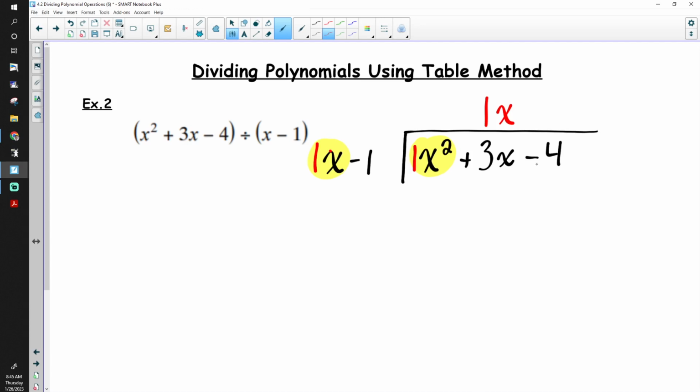Okay. So after we have that 1x up there, what do I need to do with it? Multiply it. 1x times 1x gives me 1x squared, and that's when you're like, okay, good, I picked the right thing, because these should be the same so that they cancel out when we subtract. And then I multiply 1x by negative 1, and I get negative 1x.